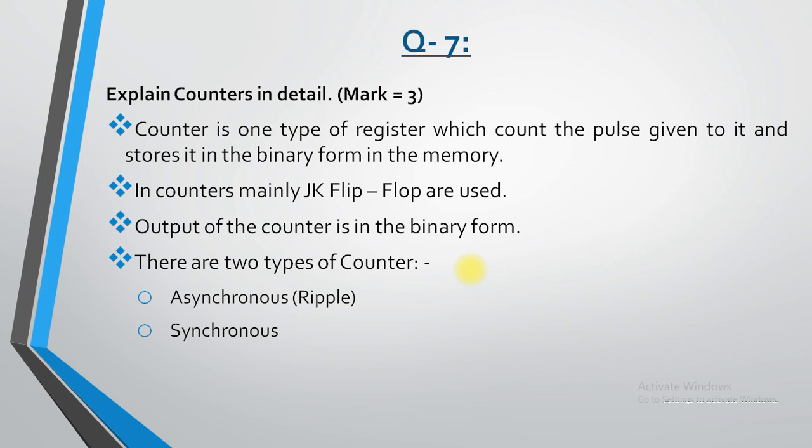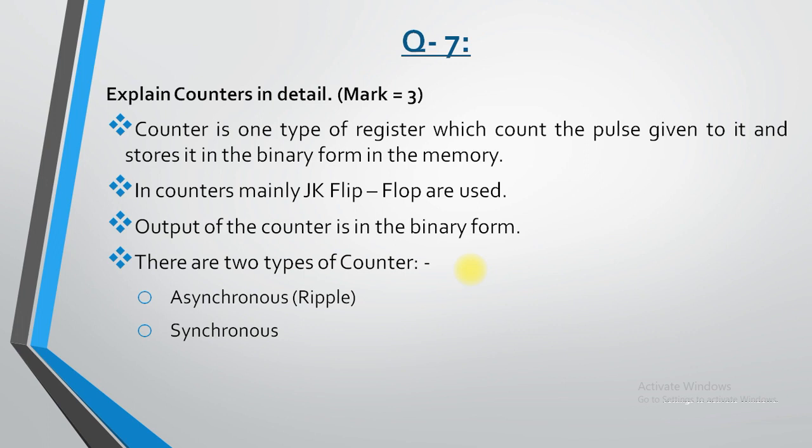I am going to repeat this point once again. What is the word count? Count means we are going to perform calculations, right? So a counter is one type of register. This register gives you the facility to count the number of clock pulses you have given to the register. And this counter is in the form of binary. Always keep in mind that our data is only in the form of binary. Is that clear to everyone?